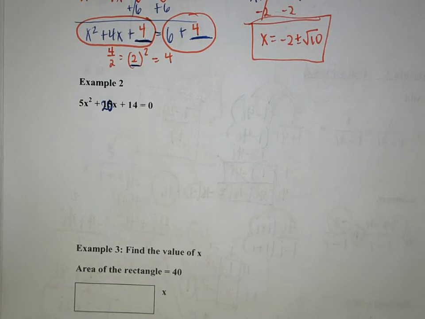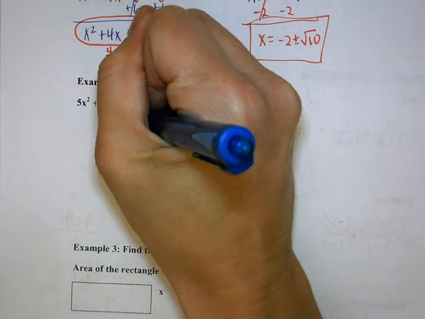Thank you. All right, so on this, what you want to do is go ahead and get all your x's on one side and your numbers on the other. So we're still going to go ahead and subtract 14.